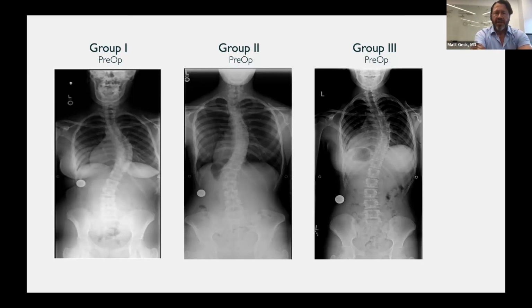In terms of patients who come to these kinds of procedures, if you just look at these 3 x-rays, you'll see 3 right thoracic curves, but each of them has its own set of characteristics in terms of the compensatory lumbar curve, how tilted the ribs are.